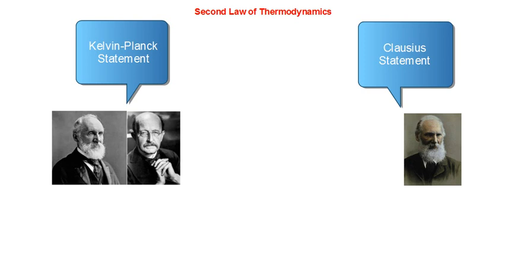So in terms of the working limitations of a heat engine, we have stated that the efficiency of a heat engine can never be unity or 100%. We can never achieve a 100% efficient heat engine. That is not possible. And in terms of the working of a refrigerator, we have stated that the coefficient of performance of a refrigerator can never be infinity.